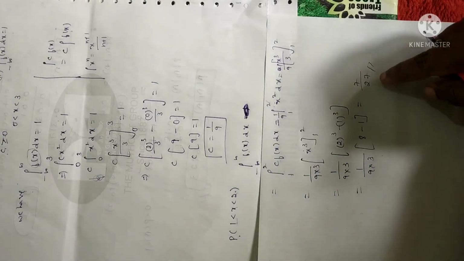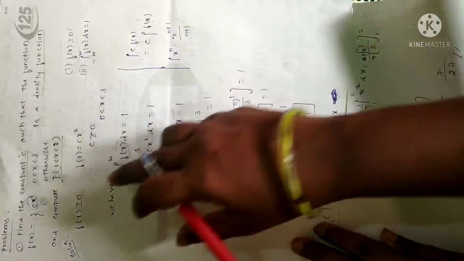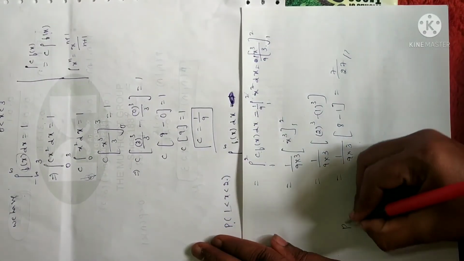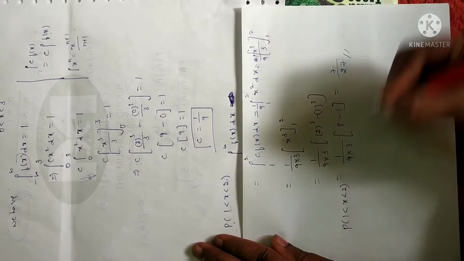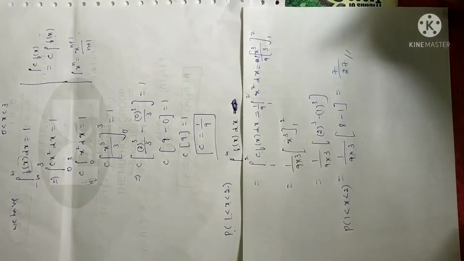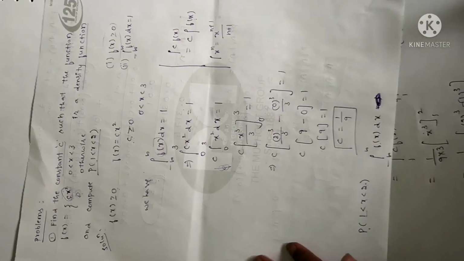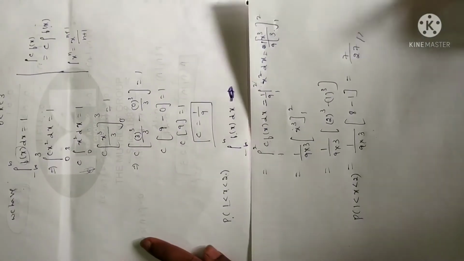Hope it is clear. So what we needed to calculate, the probability of 1 less than x less than 2, is 7 by 27. As usual, I'll send you the density function notes. After that, put the heading Problems, copy down this problem and take your running notes of the same. Fine. Let me solve one more problem.